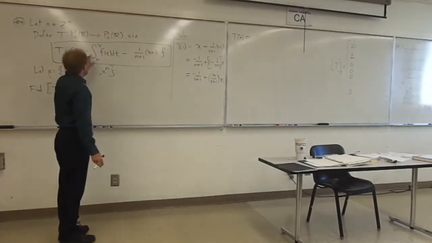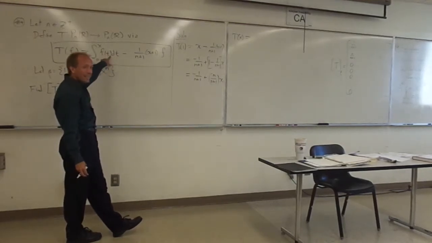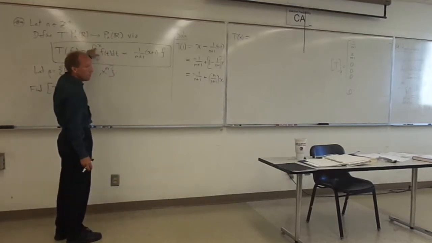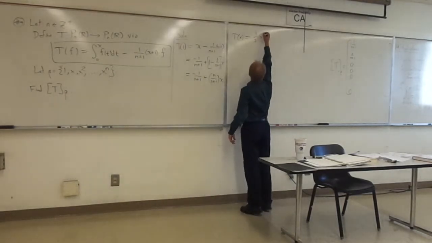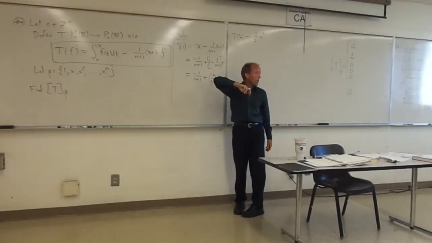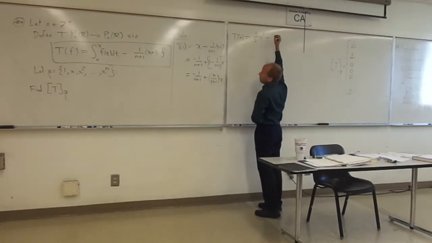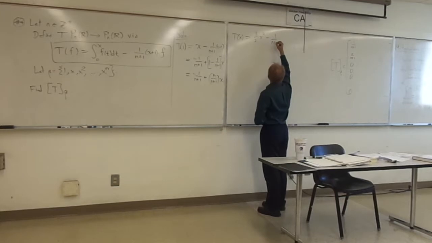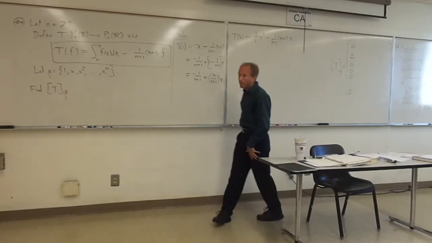Okay. Let's calculate T of x. So my function is x, so I'm integrating basically t dt. When I integrate t dt, I get 1/2 t squared, which I now evaluate from 0 to x, so I'm going to get 1/2 of x squared. So far so good? Minus 1 over n plus 1 times the quantity x plus 1 times x.